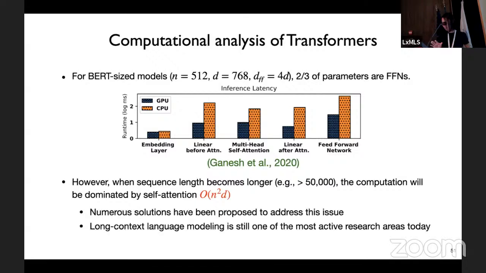There are lots of solutions that have been trying to address this problem, and long-context language modeling today is a very important research topic. I'm just going to take a break here, having covered some parts of the transformer, and I will come back to this after the break.